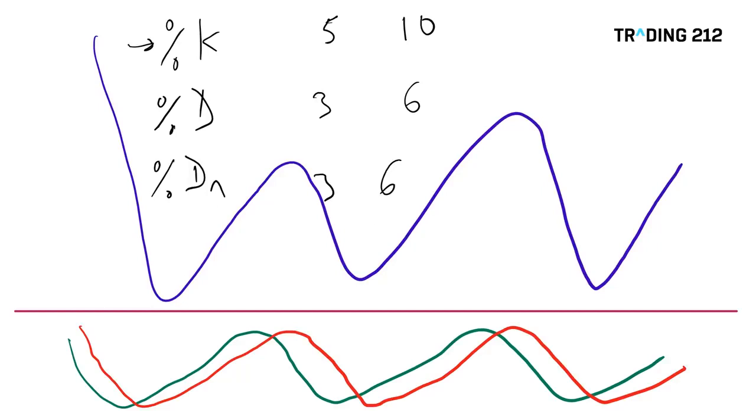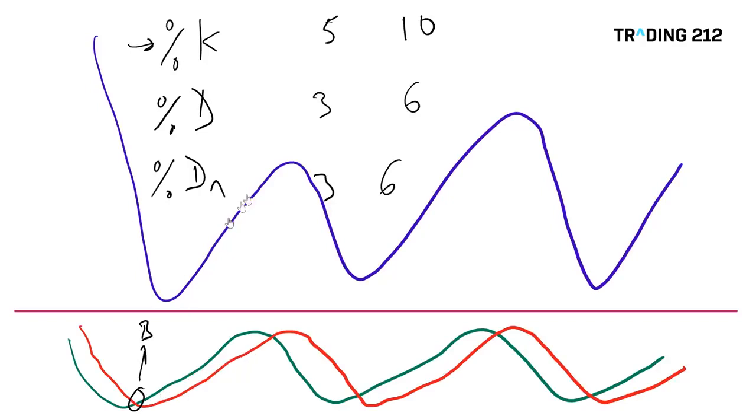And the way the signals get generated, you remember a few vlogs back, we talked about moving averages and about the price crossing through the moving average. With slow stochastics, it's when the quicker line, percentage D, crosses over the slower line, percentage DN. So here, for example, that's a buy signal when they're oversold and crossover.